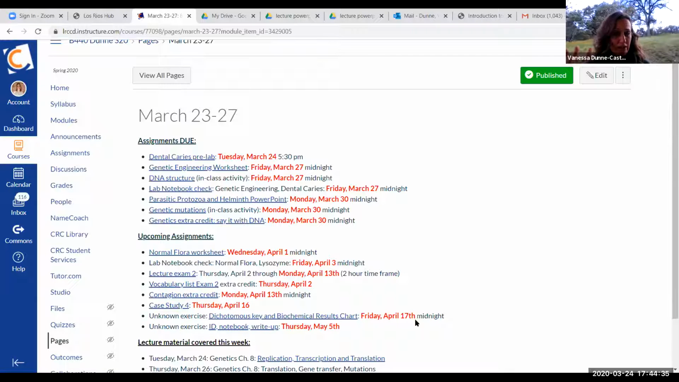This is actually way farther out than you should have it done, but this is that dichotomous key and biochemical results chart. At the very latest, I'm going to make it due on April 17th, but again, that's just to make sure that you guys are staying on track. You really should have this done sooner than that. I would urge you to work on that over the spring break. Don't rush it, but definitely when you have that break, quote unquote, if you actually have that from your classes over spring break, then try to get that biochemical results chart and dichotomous key completed.